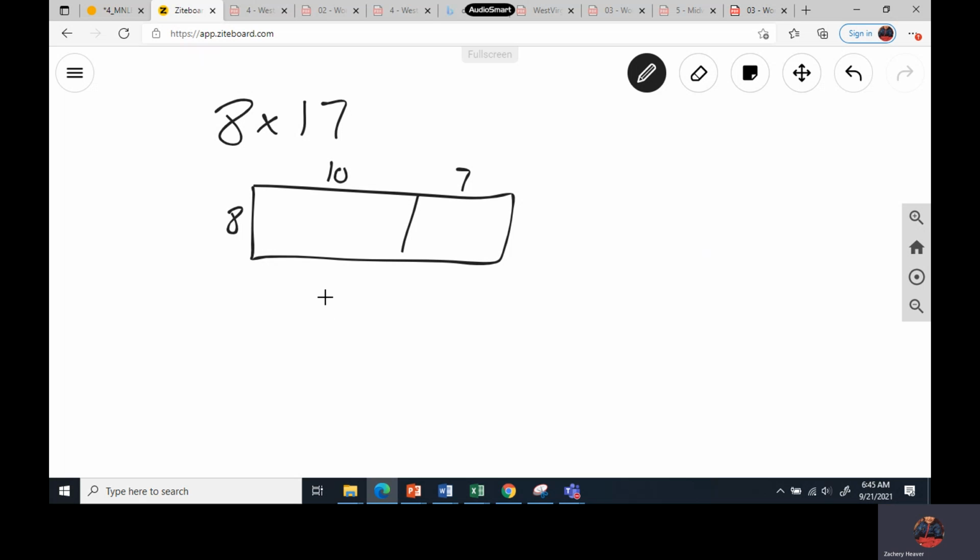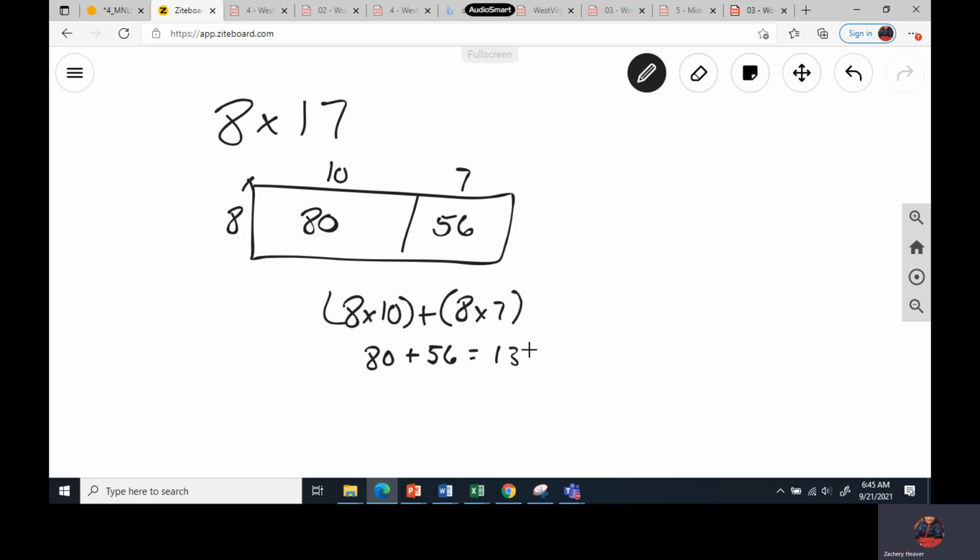So our new equation is we got to give the 8 to the 10 and the 8 to the 7. So it's 8 times 10 plus 8 times 7. And we know 8 times 10 is 80. Put it in the big box with 8 times 10. And we know 8 times 7 is 56. So we have 80 plus 56, which is going to give us 136.